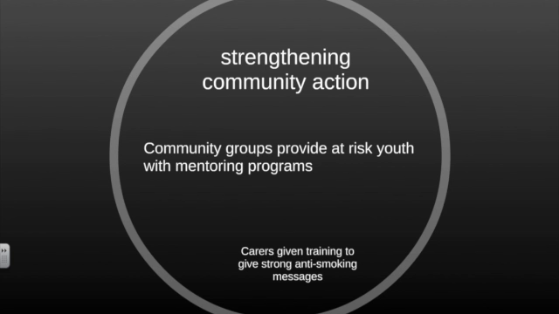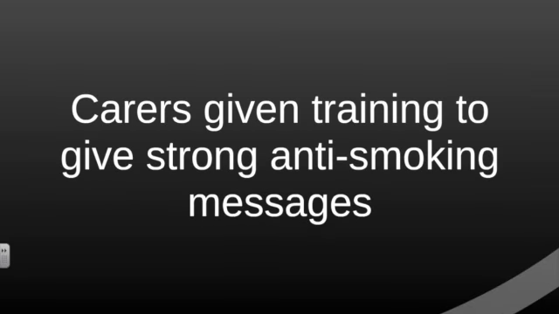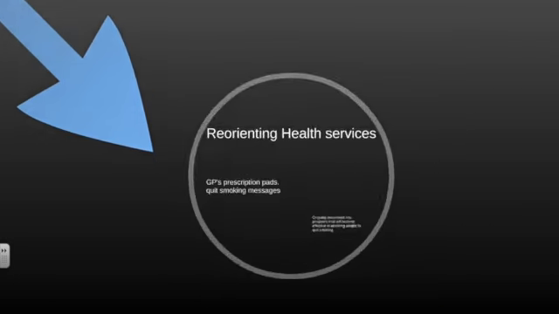Now, the third action area is strengthening community action. Community groups in many areas of the country provide at-risk youths with mentoring programs that help give them life skills. One of these life skills is some tips and advice on how to go about giving up smoking. Also, in many community groups, carers are given training on how to give strong anti-smoking messages to the people who they are providing often full-time care to.